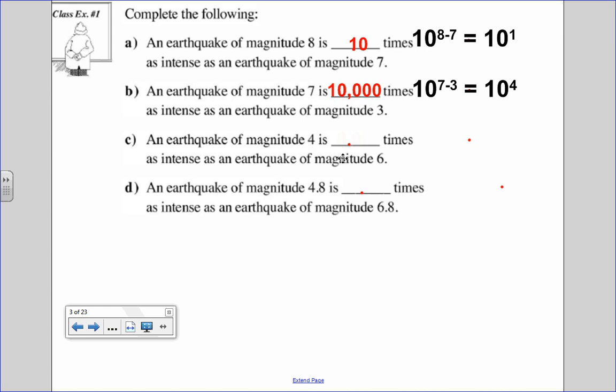Let's compare a magnitude of 4 to 6. Now 4 is less than 6. It is 2 units less. So that means it will be 2 factors of 10 less intense, or 10 to the negative 2, which is 1/100th the amount of intensity. 4.8 to 6.8, same idea, we just have decimals now. This is still 2 units below 6.8, so it's less intense. Since it's 2 units below, it will be 2 factors of 10 less intense, or again, 0.01.